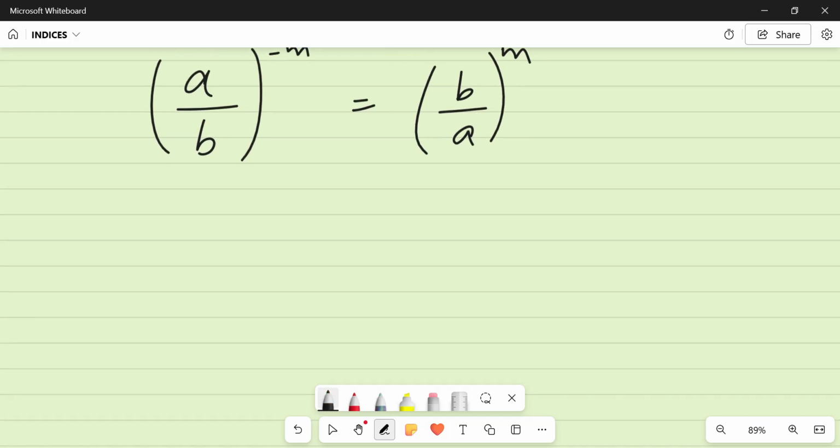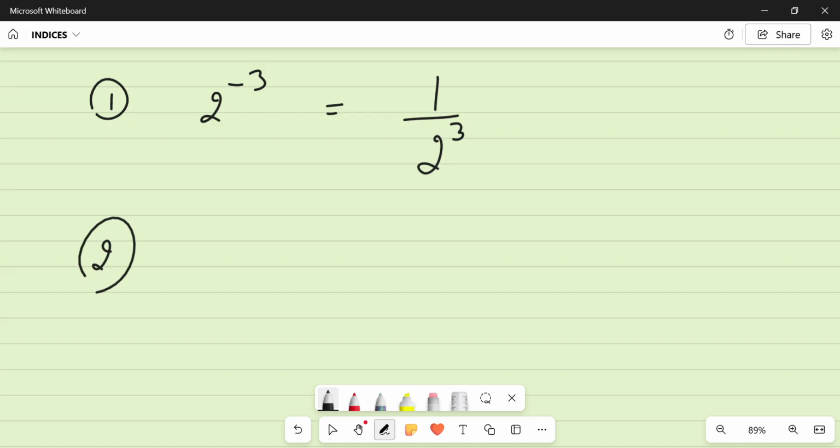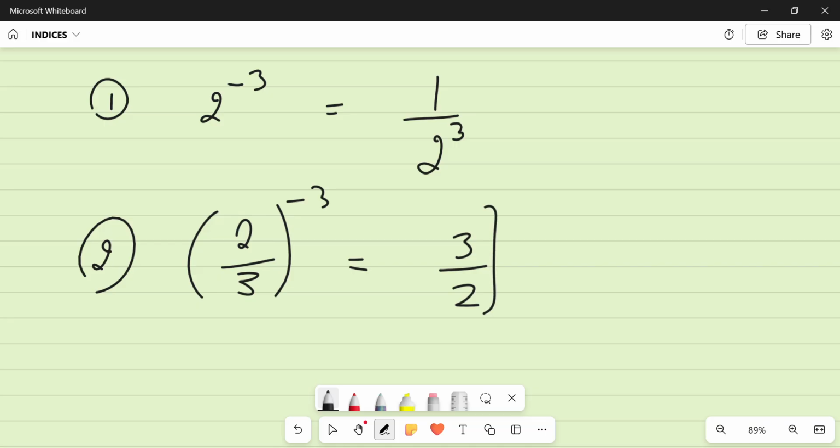Let's do a few other examples. If 2 to the power minus 3, right? So how are we going to convert this into a positive? 1 over 2 cubed. So the power turned into positive. Next example. 2 over 3 with a negative power of 3. So when we reverse the bases, 2 over 3 becomes 3 over 2, right? And the power automatically will become positive, right?